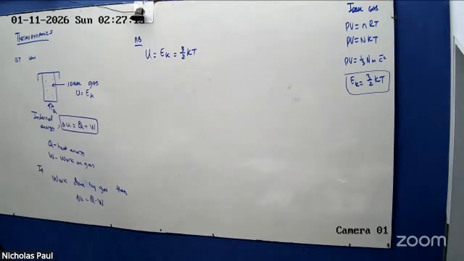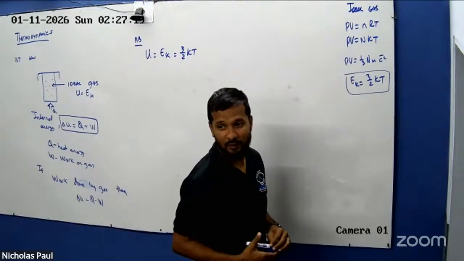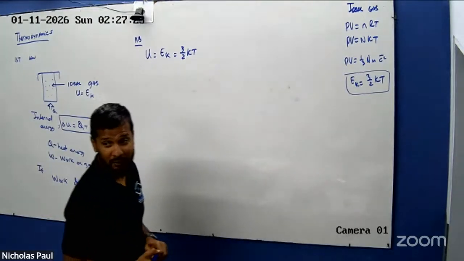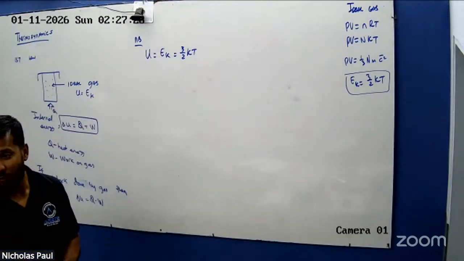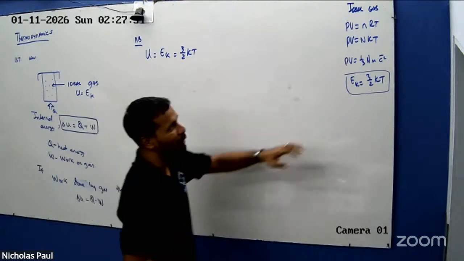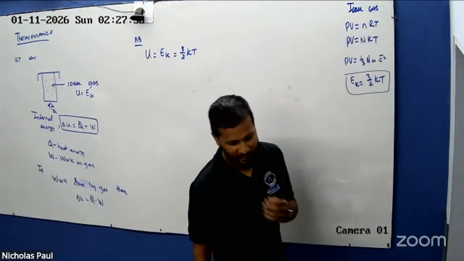K is what? What's this K here? Or this K? Oh, right. Boltzmann constant. K is constant. K is Boltzmann constant. R is molar gas constant, right?